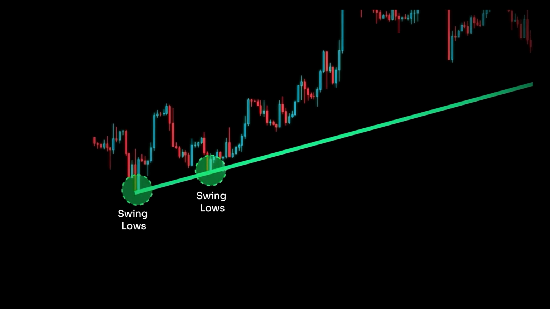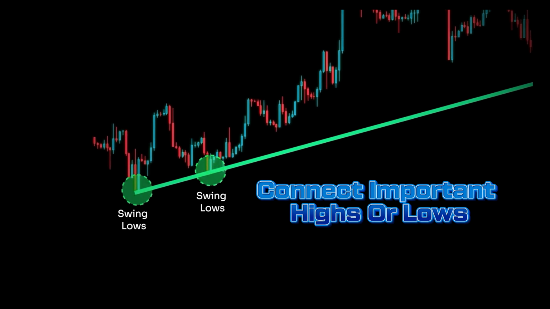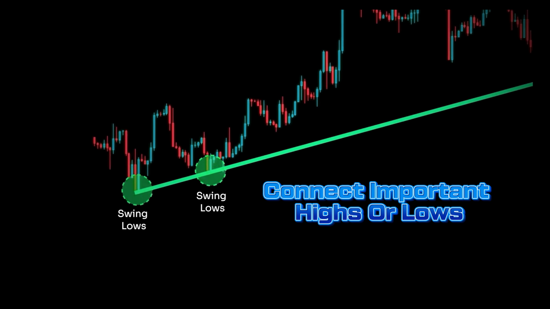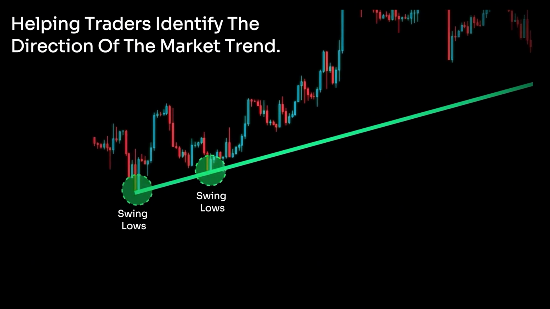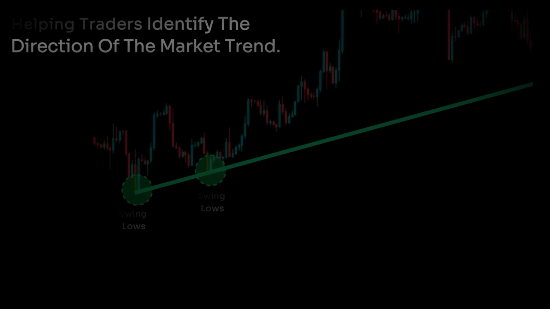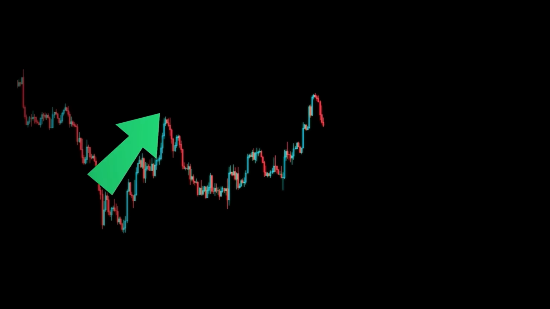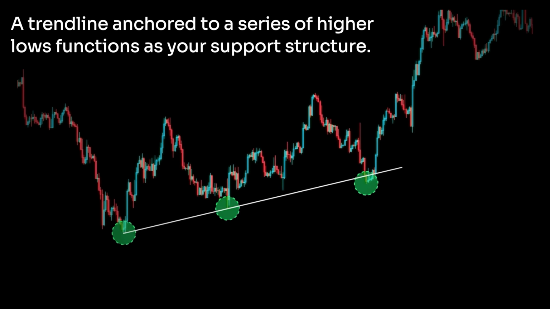A trend line is a straight line drawn on a chart to connect important highs or lows, helping traders identify the direction of the market trend. As you know, markets progress in the direction of the dominant trend, followed by temporary pullbacks. As this price action develops across your chart, it creates distinct swing points that can be connected to construct these diagonal lines. A trend line anchored to a series of higher lows functions as your support structure.